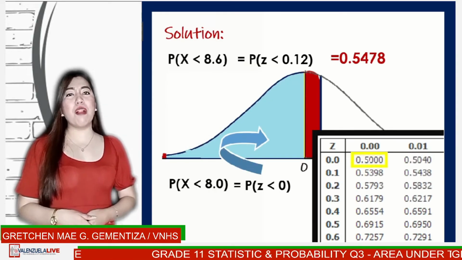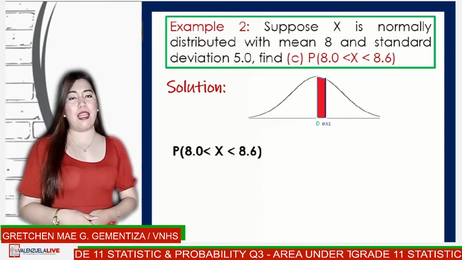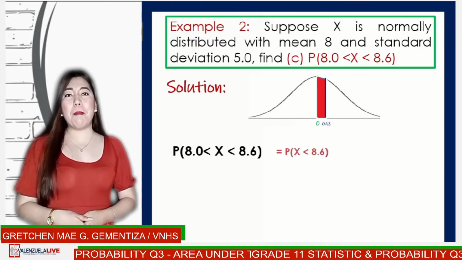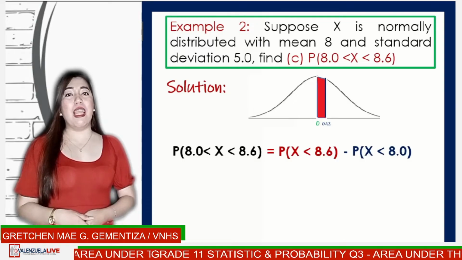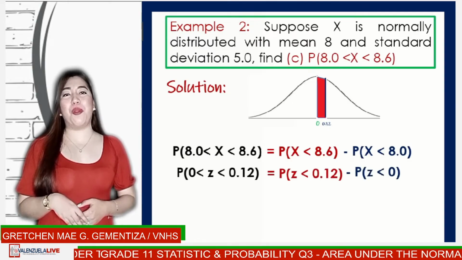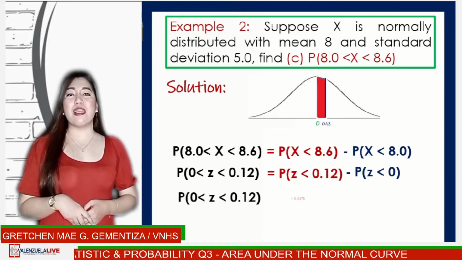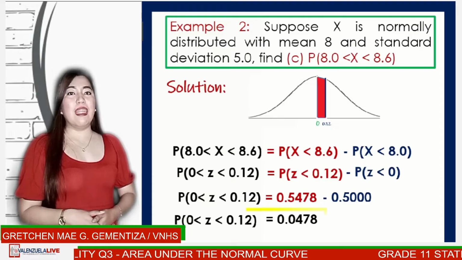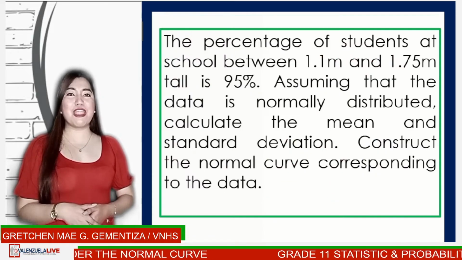Now, to solve the probability of z-scores between 8 and 8.6, we will simply subtract the probability of z-score less than 0.12 and the probability of z-score less than 0. So, the answer is 0.0478. Let us try this problem to know more about the normal distribution.